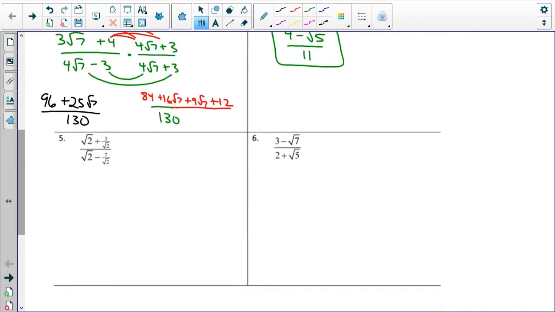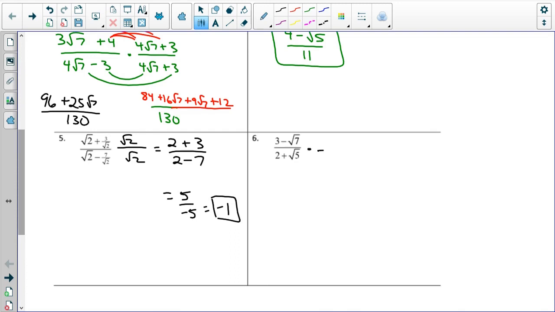Number 5, I'll multiply by root 2 over root 2. So I end up with 2, because root 2 times root 2 is 2, plus 3. Oh, this is going to work out real nice. Over 2 minus 7. That worked out great. So I have 5 over negative 5, which is negative 1. Bet you didn't think that was going to happen.